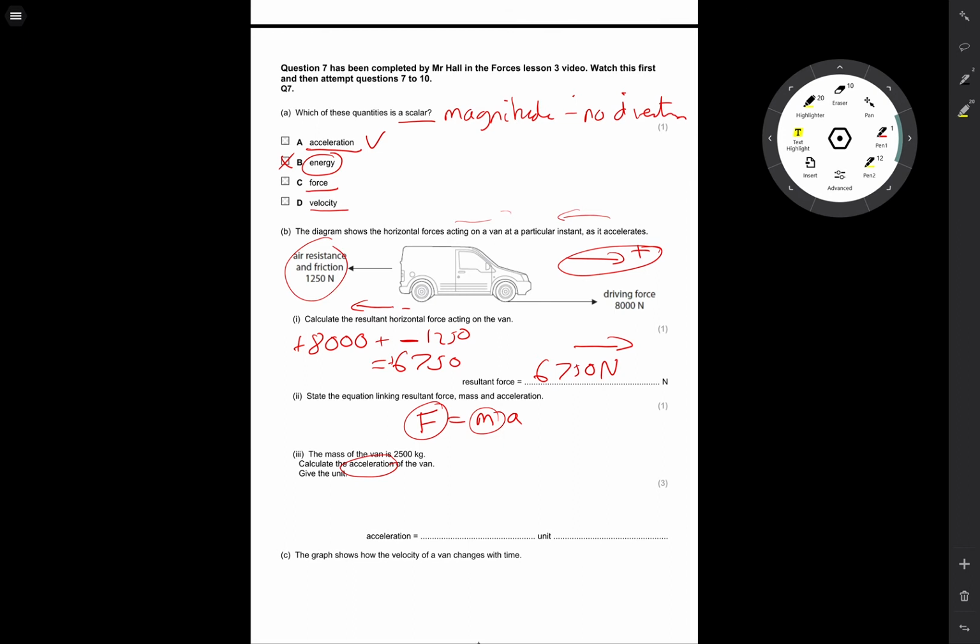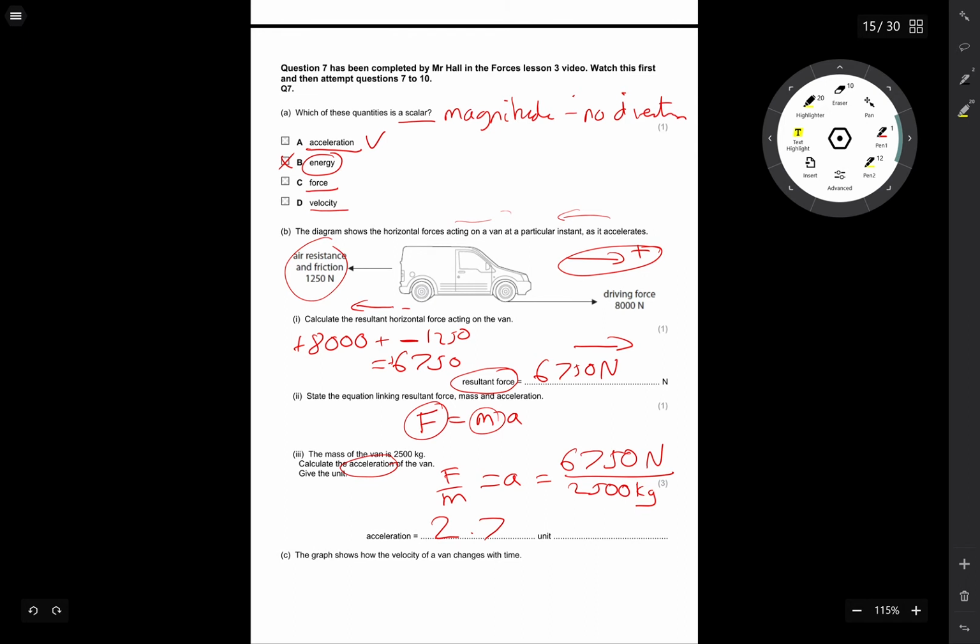So divide both sides by m, I get F over m equals a, where F here stands for resultant force. I just calculated my resultant force, 6,750 newtons. That's going to go there. And then my mass is 2,500 kilograms. Now when I do that on my calculator, 6,750 divided by 2,500, I get 2.7.